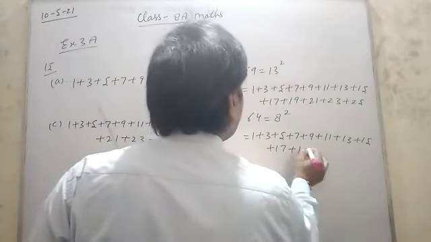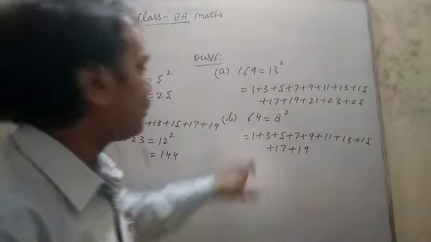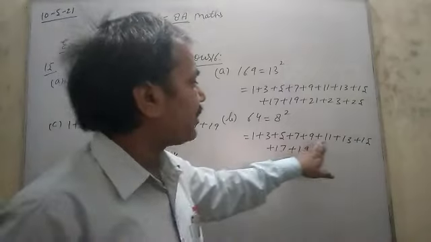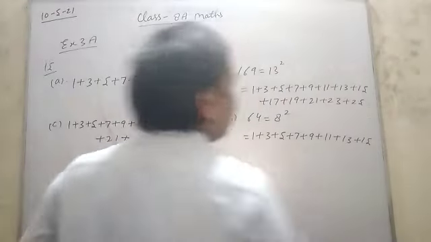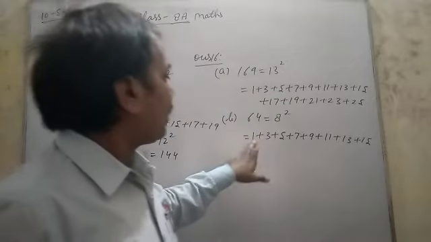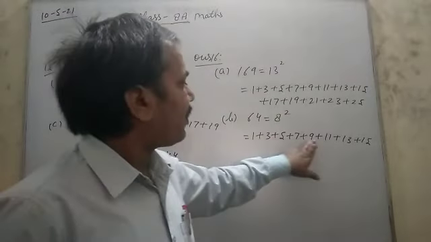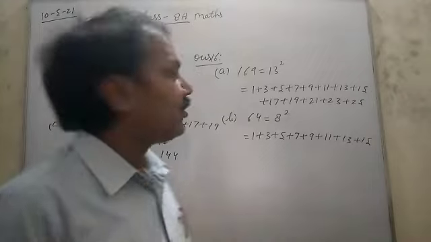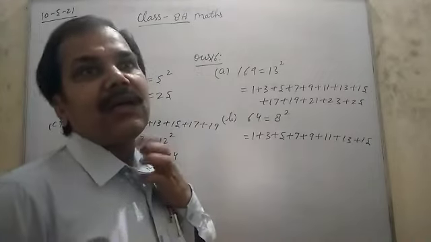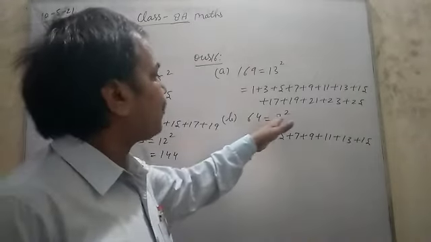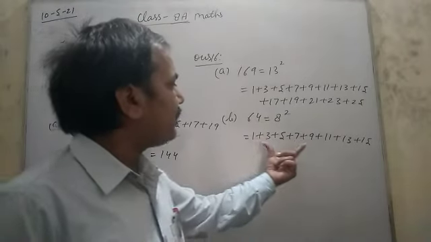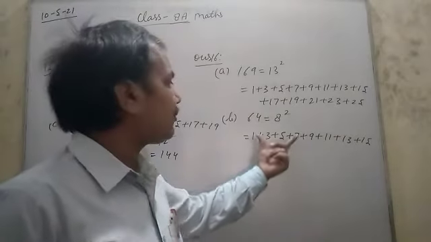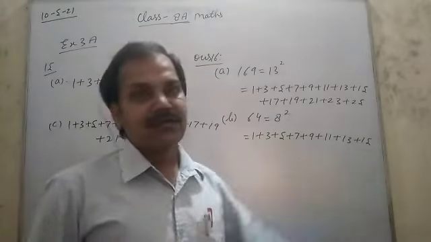17 plus 19. So count it: 1, 2, 3, 4, 5, 6, 7, 8. Sorry, only up to 1, 2, 3, 4, 5, 6, 7, 8. So 64 is equal to 8 square. So 8 square will represent the sum of the first 8 odd natural numbers.